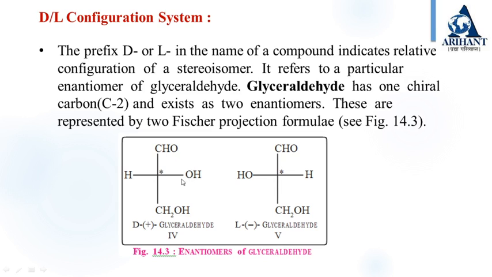So in this case, there is only one chiral center. We see the hydroxyl group is on the right side, so we assign a D configuration, capital D. And if it is on the left side, it will be L, capital L. Okay.